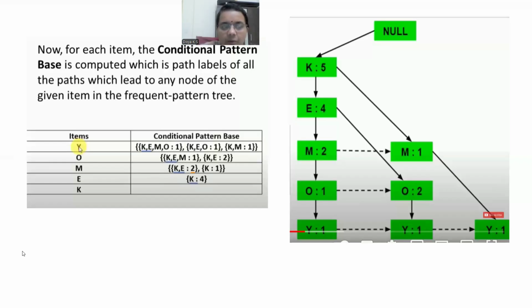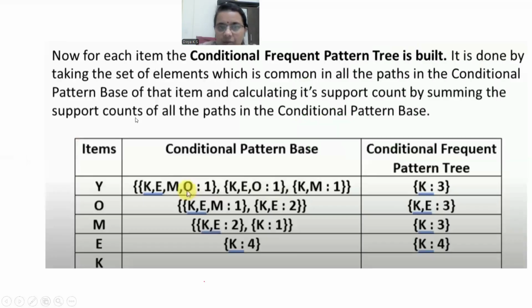Okay, done. Now we will find each item's conditional frequent pattern tree. We already did this. It is done by taking the set of the elements which is common for all the paths in the conditional pattern base. Again we are checking the support counts. In this next step we are finding the conditional frequent pattern tree. We are checking which is repeated, again checking the frequency.